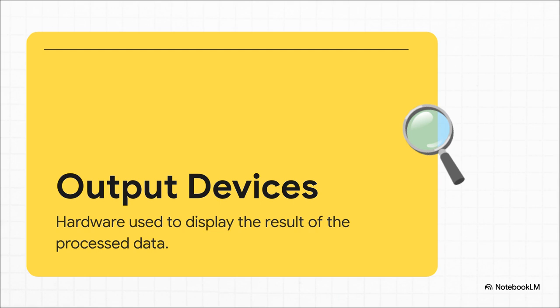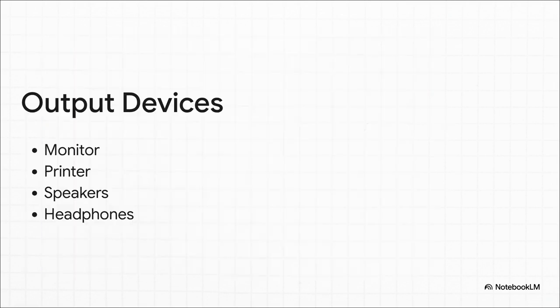So after all that processing, all that thinking, the computer needs a way to tell us what it came up with, right? That's where output devices come into play. They take all that processed digital information and translate it back into a form that we can actually see, hear, or even hold. These devices are basically the computer's voice and face. We see the results on our monitor, we get a physical copy from a printer, and we can hear them through speakers or headphones. It completes the whole conversation.